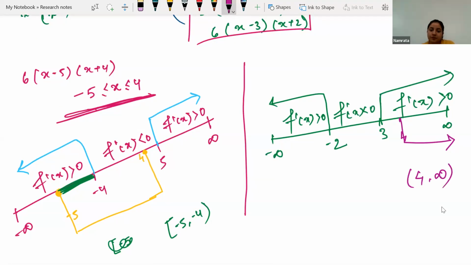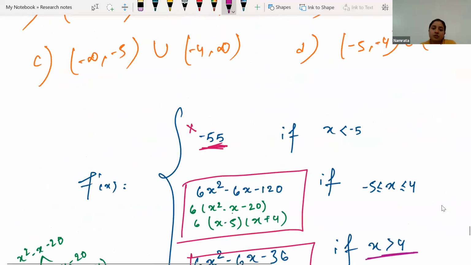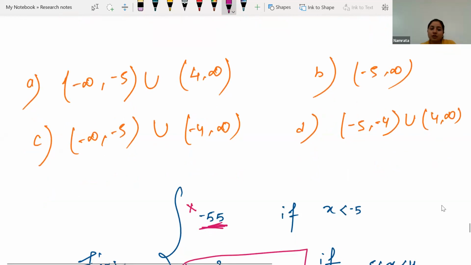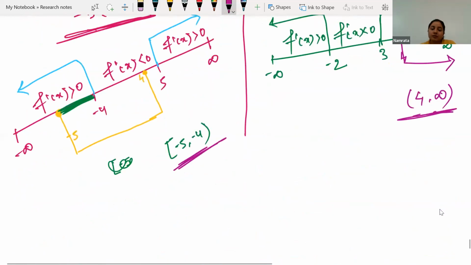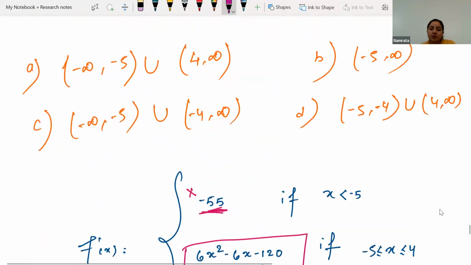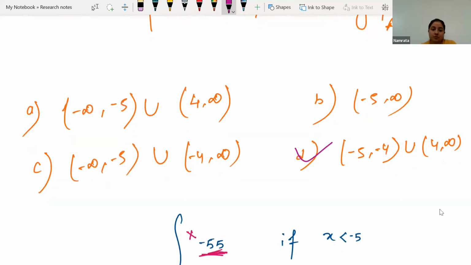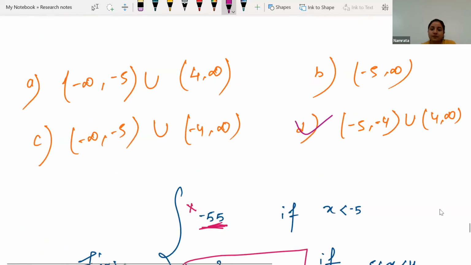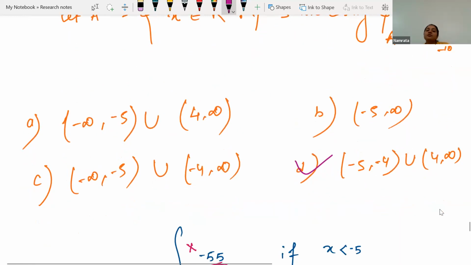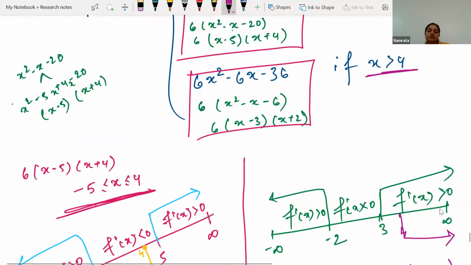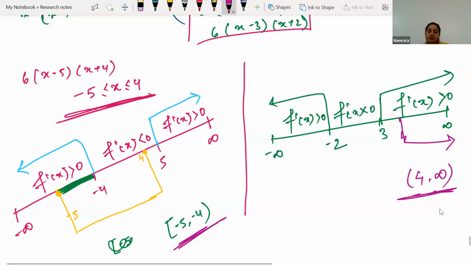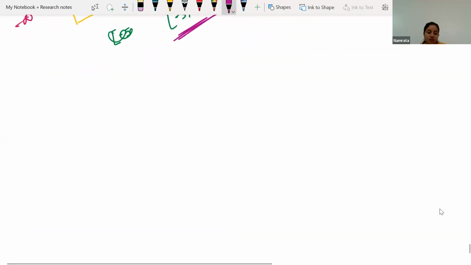Now we need to take the union of this one and this one. In the option portion, unions are given over here. So we have minus 5 to minus 4, then 4 to infinity. Minus 5 to minus 4, 4 to infinity. So this option is the correct option. Can you see? This is how we will be solving these questions when we have a piecewise function.